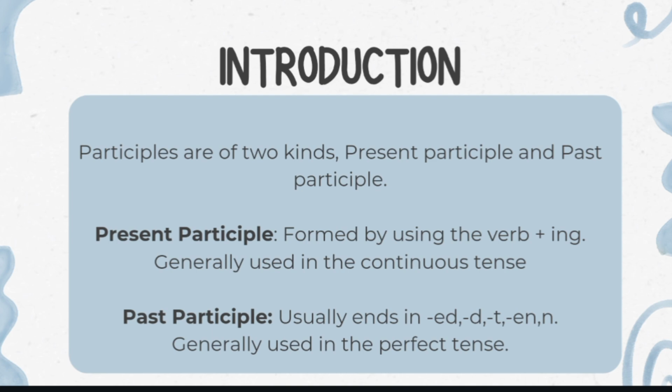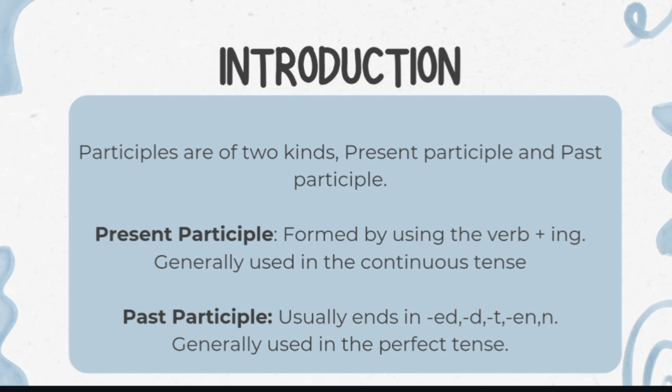The present participle is generally used in continuous tenses. Like, I am staying in my grandmother's house. I was staying in my grandmother's house. I will be staying in my grandmother's house. All are continuous tenses, be it present, past, or future.